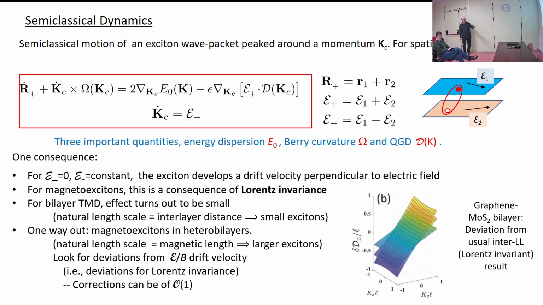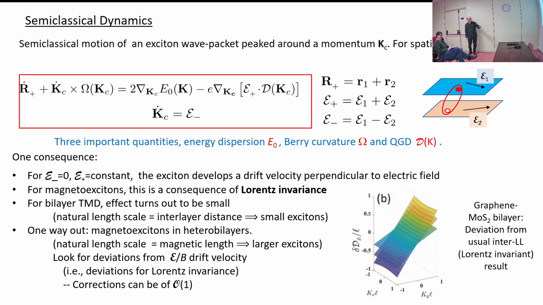So there's an interesting way out though here, and that is to put the magnetic field into the problem, into the bilayer, the hetero-bilayer problem, because that introduces a new length scale. It introduces the magnetic length as a length scale, which is much bigger than this interlayer distance. And the size of your excitons in a strong enough magnetic field will get much larger, and thereby your dipole moment gets much larger. And this can be a couple of orders of magnitude bigger. This can be quite a big effect.